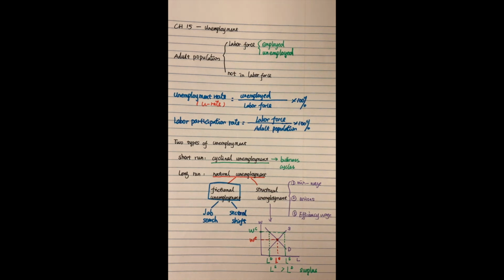Okay, so generally speaking, unemployment can be divided into two parts: either frictional unemployment or structural unemployment. For frictional unemployment, we have two major reasons: one is the job search and the other is sectoral shifts. For structural unemployment, there are three reasons: the minimum wage law, unions, and efficiency wages.